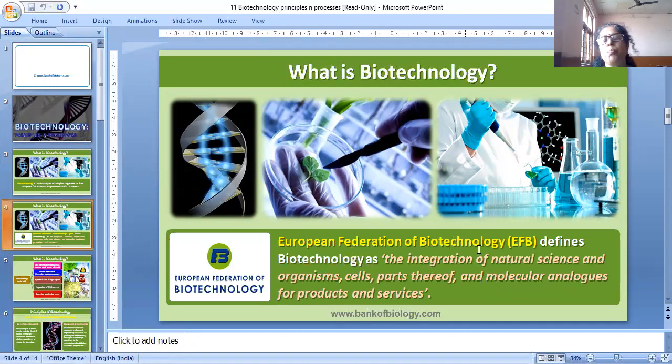The European Federation of Biotechnology defines biotechnology as the integration of natural science and organisms, cells, parts thereof, and molecular analogues for products and services.